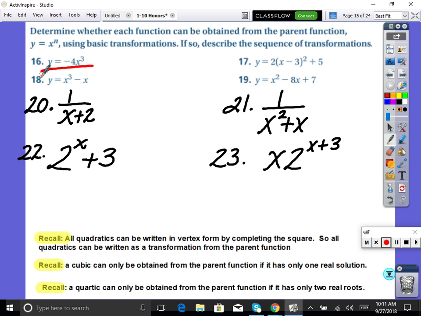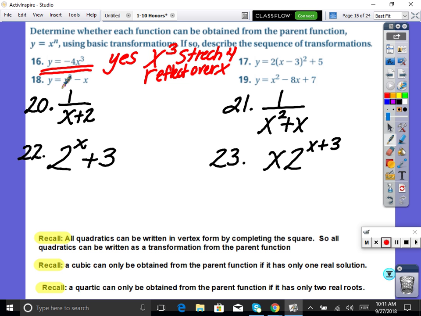Could this one be a transformation from a parent function? Yes. There's 1 x. Why not, right, everyone? What would the parent function have been? X cubed. And then if that's true, what was the shift? Okay, so we just say stretch of 4, right? Stretch of 4, and the negative is its own transformation. So reflect over x. Okay, awesome. Moving on.